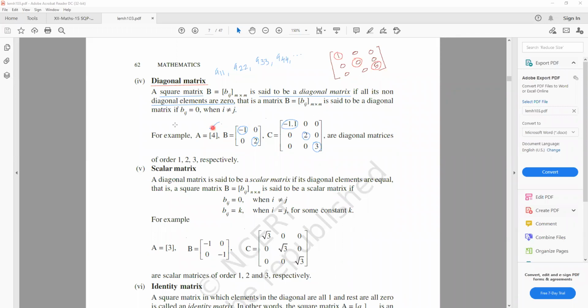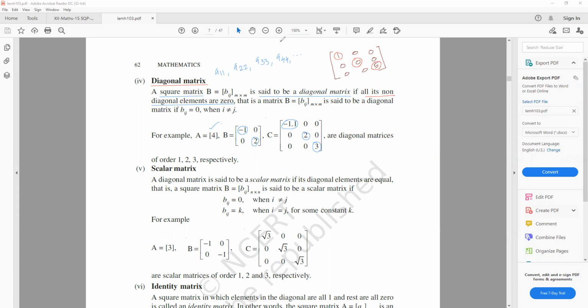so definition बोलेंगे तो Bij is equal to 0 when i is not equal to j. So i is equal to j ये तो elements होगा a11, a22, a33, a44 like that. So when i is not equal to j मतलब बाकी सब एलिमेंट 0 होना चाहिए. So उसमें से डायगोनल एलिमेंट्स में एक 0 हो गया तो भी कोई प्रॉब्लम नहीं. So डायगोनल मैट्रिक्स मतलब it's a square matrix whose all non-diagonal elements are 0. That is known as diagonal matrix.